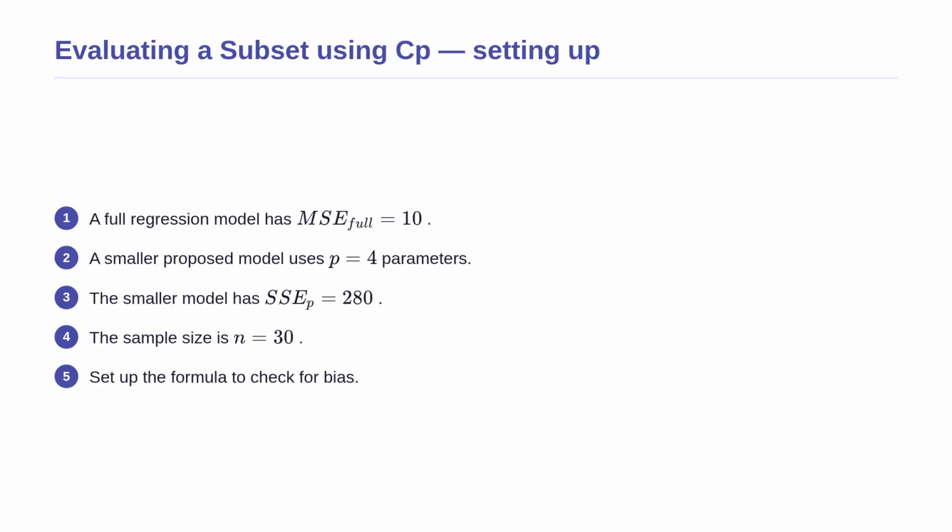Let us apply this formula to a new scenario. Suppose we have a full regression model with many parameters, and its mean squared error is 10. We propose a smaller model that uses only 4 parameters. This smaller model has a sum of squared errors of 280. Our sample size is 30. We need to calculate Mallow's CP to determine if this smaller model is a good fit. We start by writing out the standard formula. By setting up this equation, we establish the framework needed to see if our smaller model is suffering from too much bias.